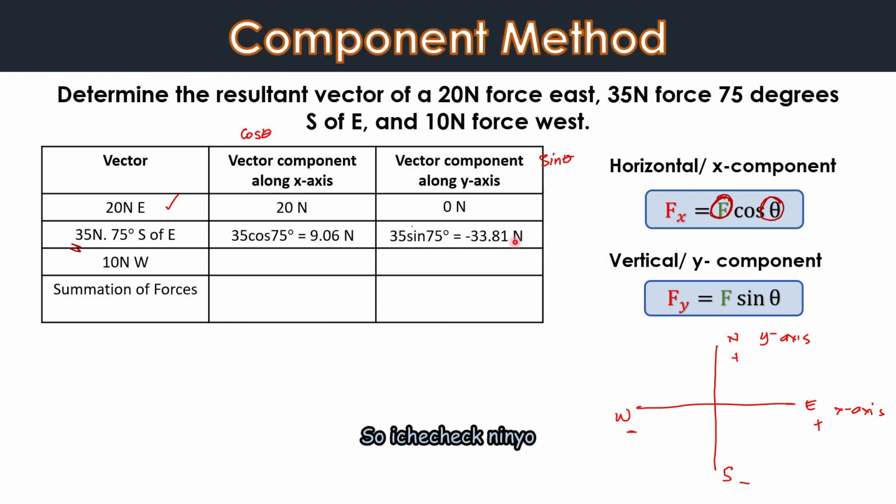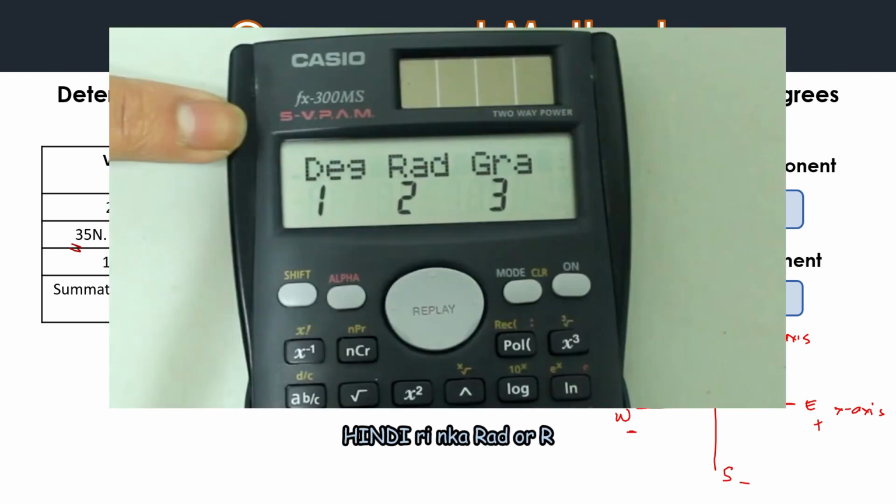Also, do not forget na dapat naka-degree mode yung ating calculator. Okay, so check ninyo, ka-highlight sa taas ang calculator yung D o kaya deg. Hindi siya naka-grad or letter G, hindi rin naka-rad or letter R.